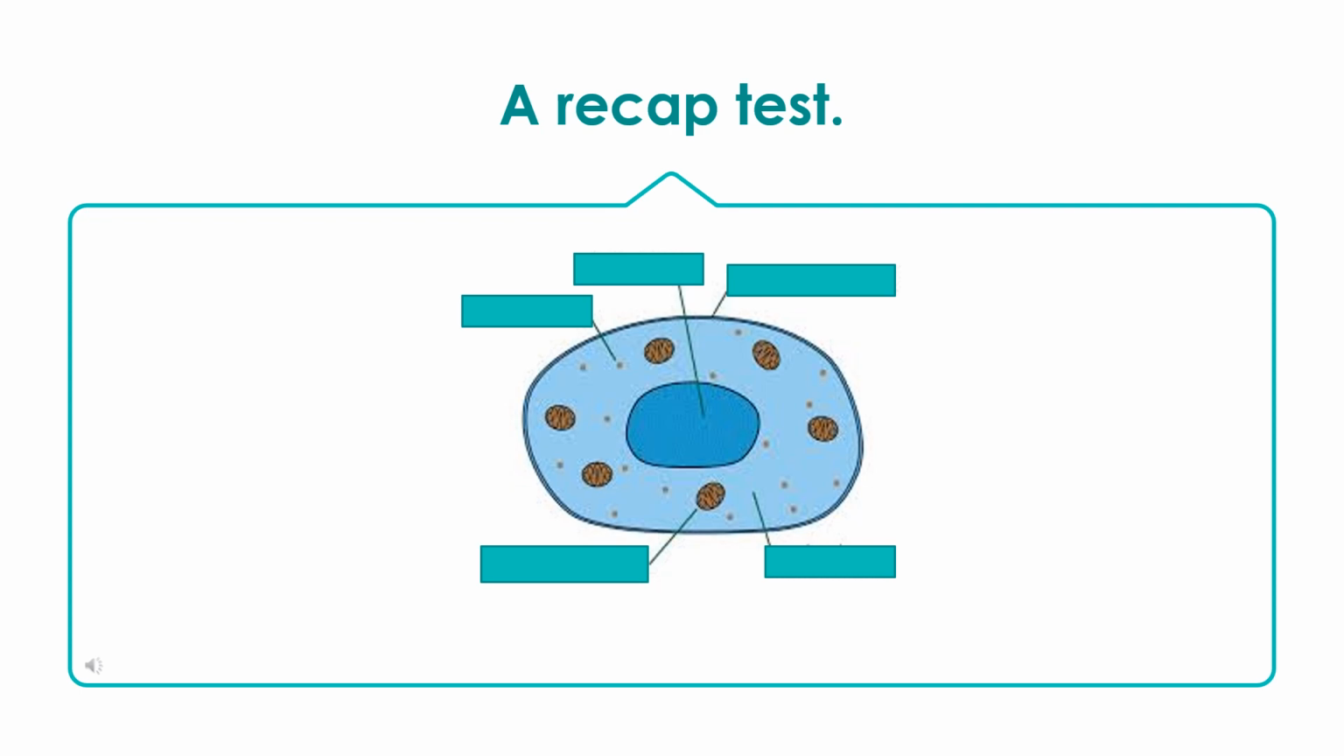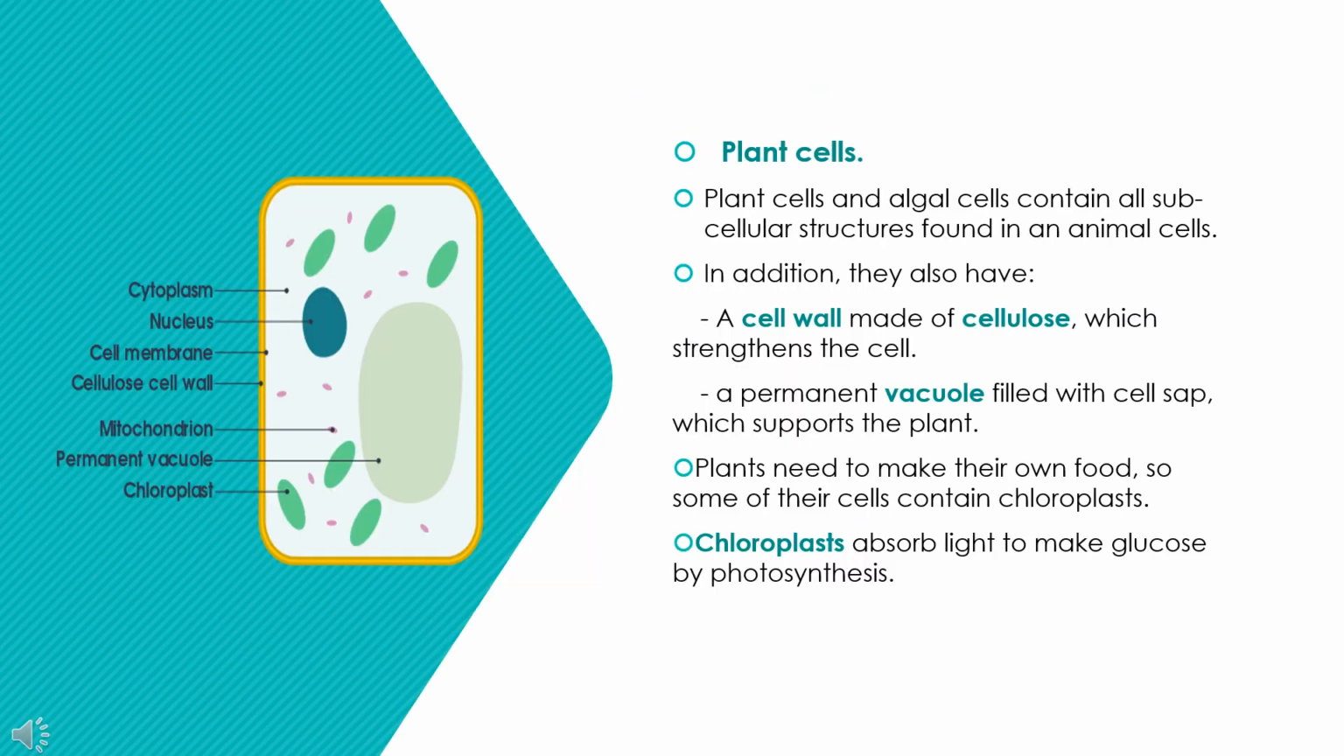Okay. Now we're going to move to plant cells. Plant cells and algal cells contain all the subcellular structures found in an animal cell. So basically all the subcellular structures in an animal cell are also found in the plant cell. In addition, they also have three different things: a cell wall, a vacuole, and chloroplasts. The cell wall is made of cellulose, which strengthens the cell. A permanent vacuole filled with cell sap, which supports the plant.